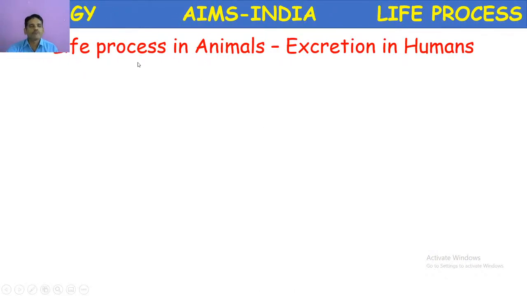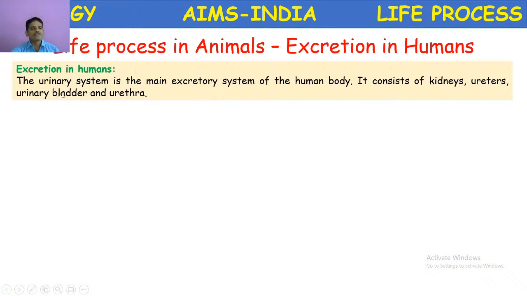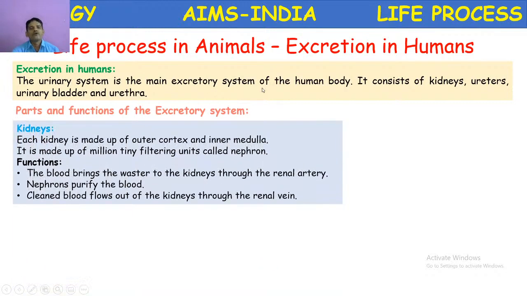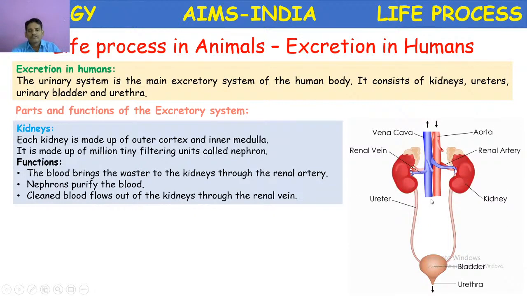Next, we come to the concept of excretion. It is another life process in animals. Excretion in humans: the urinary system is the main excretory system of the human body. It consists of four parts: kidneys, ureters, urinary bladder, and urethra. This forms the urinary system, or excretory system. So let us see the arrangement and structure.